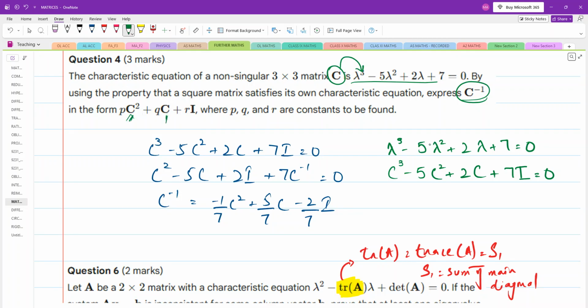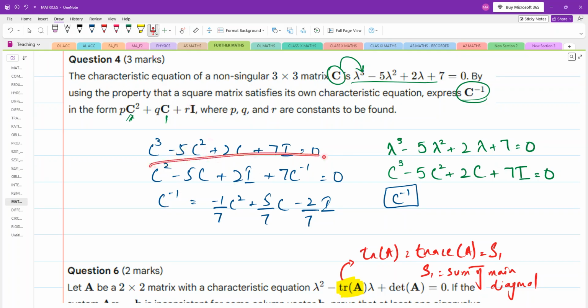How will we do that? Very easy. First of all, what we need to do is multiply this entire equation by C inverse. When we do that, we will discover that the power of each C matrix will reduce. So C to the power of 3 will just become C squared, C to the power of 2 will just become C, and C will become an identity matrix while the identity matrix will become C inverse.